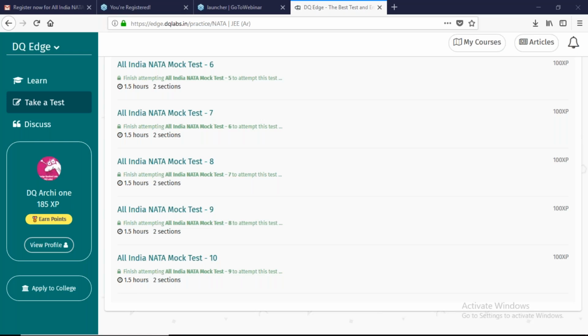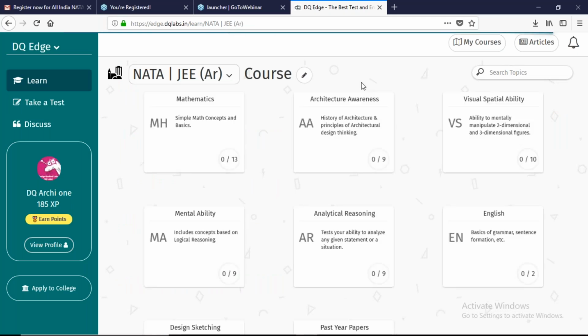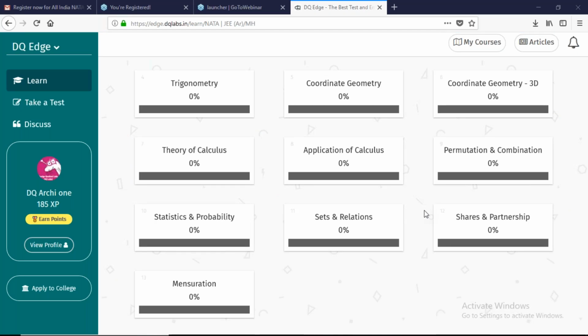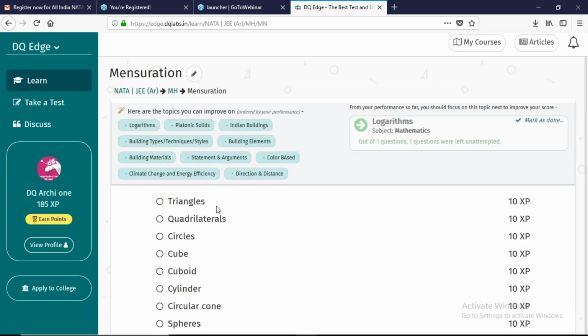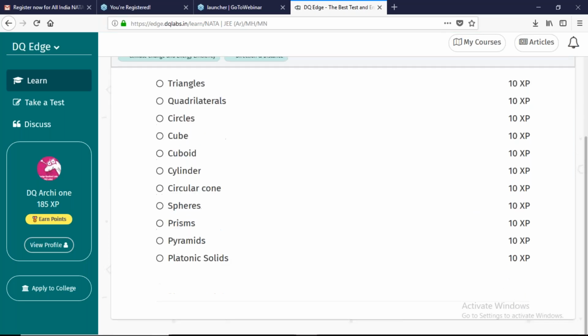Most of you are asking for mathematical reasoning. Before that, I'll just show you guys. Can you all see the screen? Now on the Edge, if you see the learn part, mathematics, can you see all these topics given here? You have sets and relations, shares and partnership is also put up, and mensuration. You have formulas for area, volume and perimeter, everything. You just need to know all these.